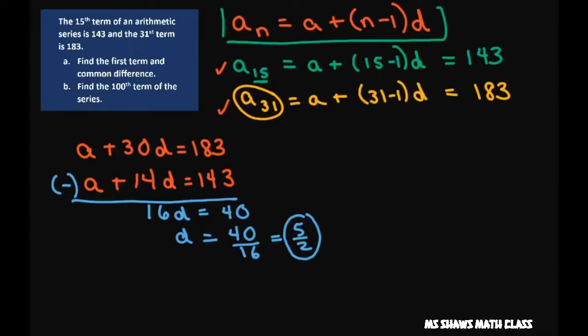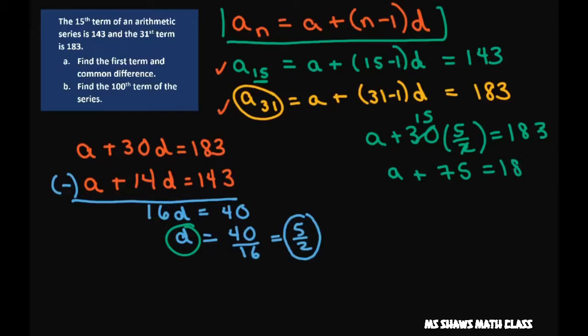Now let's find our a by plugging that back in. So we have our d. Let's check. So we have a plus 30 times 5 halves equals 183. Yeah, we're doing the first one. So you get a, 2 goes into 30 15 times. So that's going to be a plus 15 times 5 is 75 equals 183. Subtract 75 from both sides of the equation, and you get a equals 108.